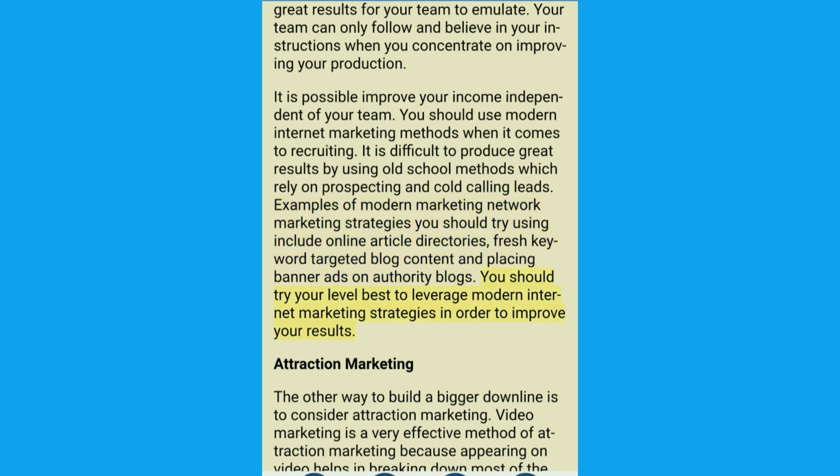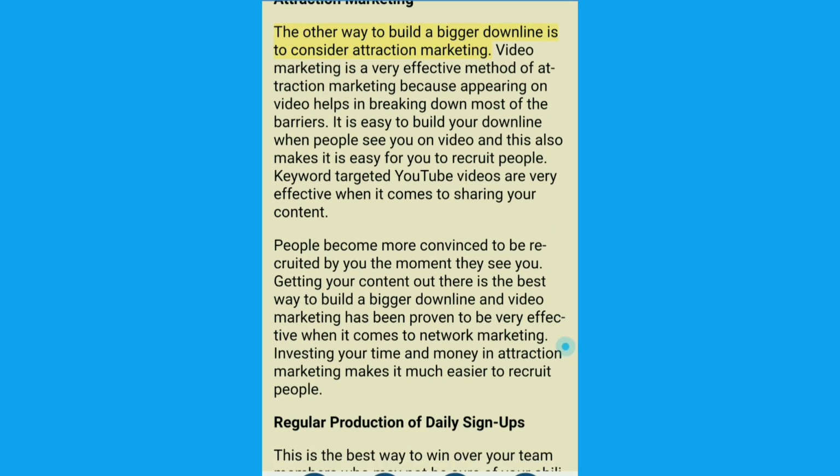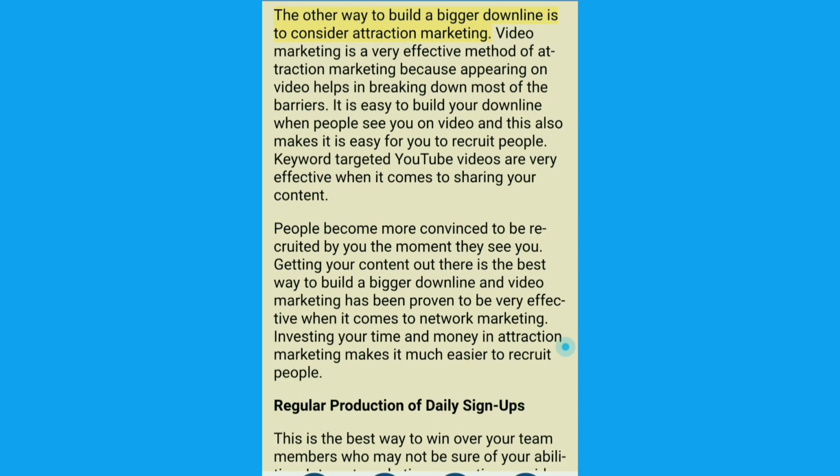Attraction marketing. The other way to build a bigger downline is to consider attraction marketing. Video marketing is a very effective method of attraction marketing because appearing on video helps in breaking down most of the barriers. It is easy to build your downline when people see you on video, and this also makes it easy for you to recruit people.